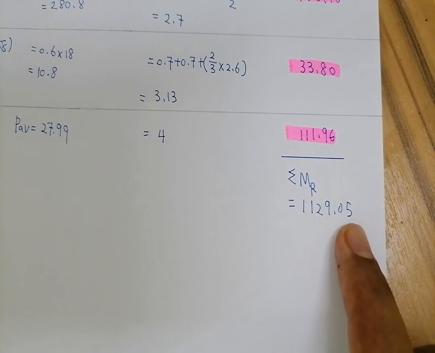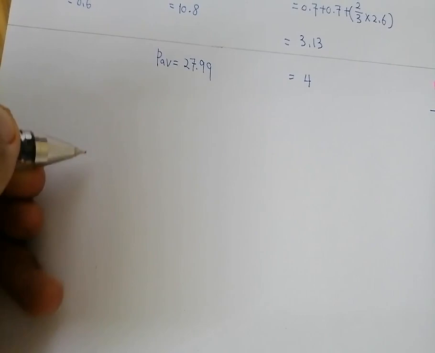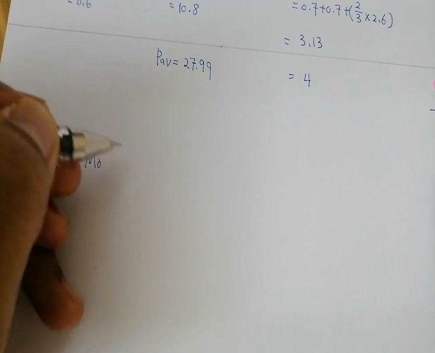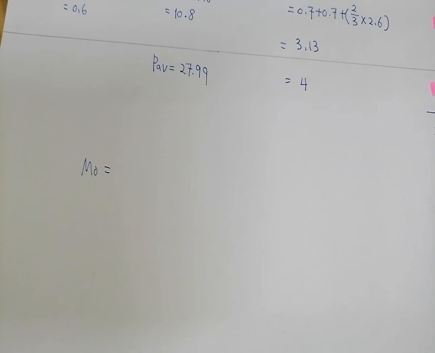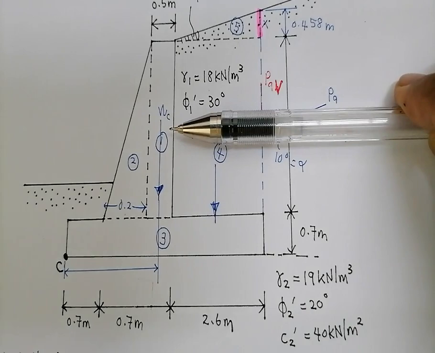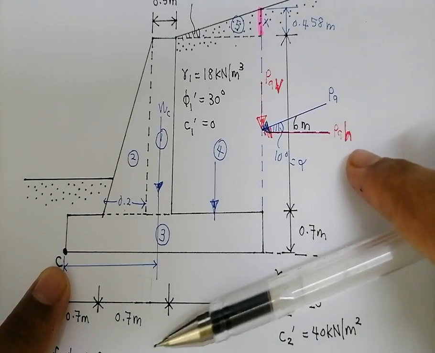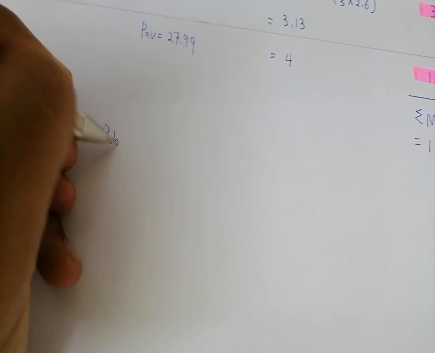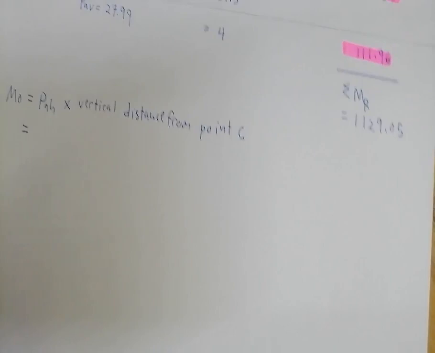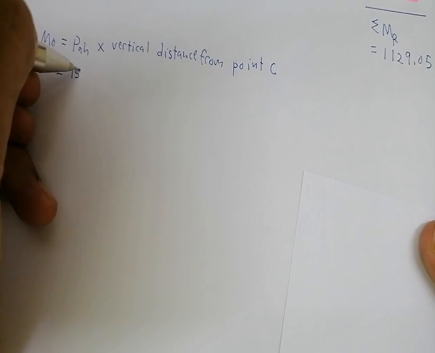So the next one, we will calculate the overturning moment. O is for overturning, meaning the force that will cause your retaining wall to overturn. And this equals to the force that will push your retaining wall, PAH. This is the only force pushing your retaining wall and might cause it to overturn at point C. So this force PAH times the vertical distance from point C. And our PAH equals 158.71 times, what is the vertical distance?